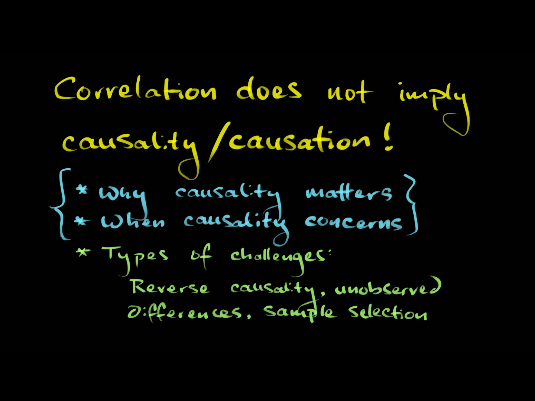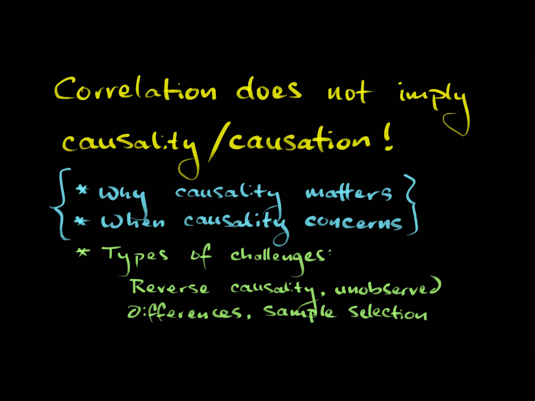And really, only these three arguments can be used to shut down your claim that you found an effect of X on Y. And I'll give them names. The first is reverse causality. Instead of X causing Y, it could be the case that Y causes X. So that's the story of reverse causality.